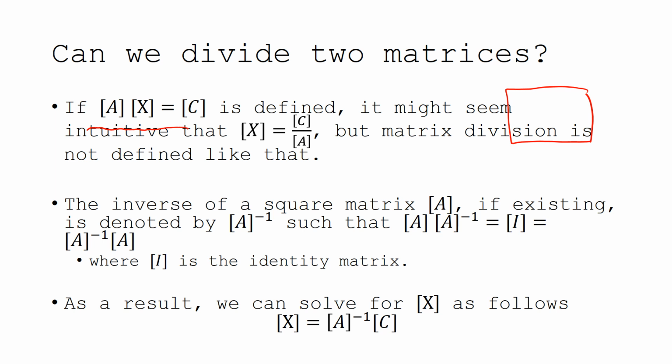Okay, so the matrix inverse exists for square matrices. If it exists, we're going to denote the inverse as A superscript minus 1, such that when you multiply the matrix by its inverse, we get the identity matrix. As a result, we can prove that the solution for our unknown vector x is equal to A inverse times C. Let's see the step-by-step solution for that.